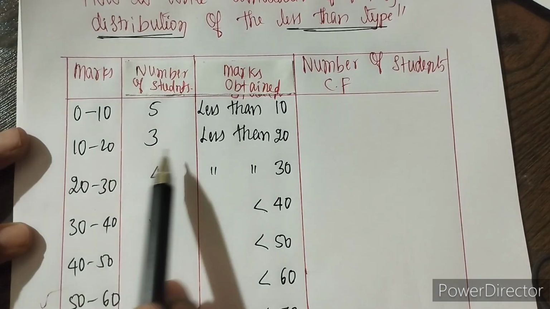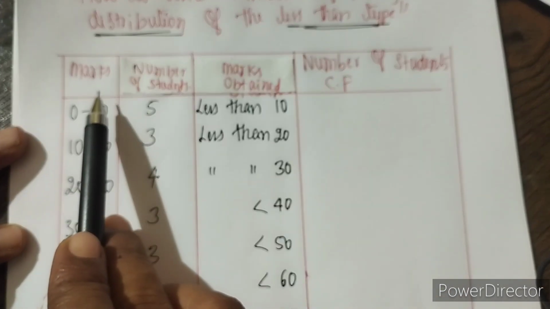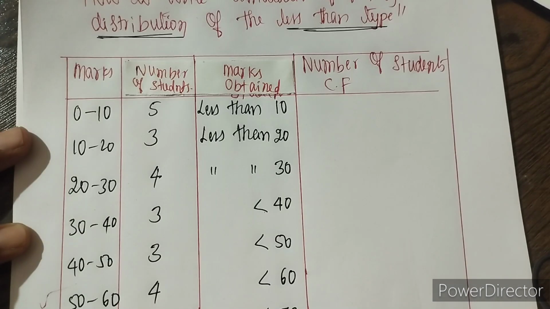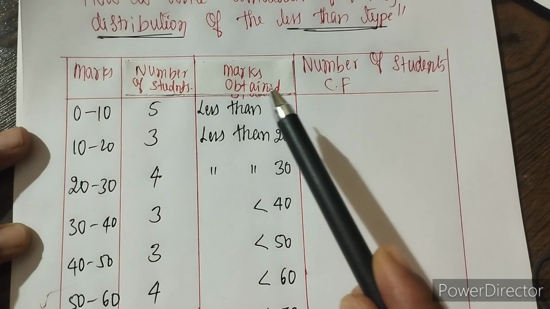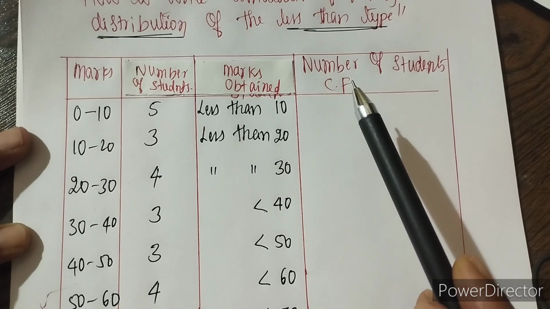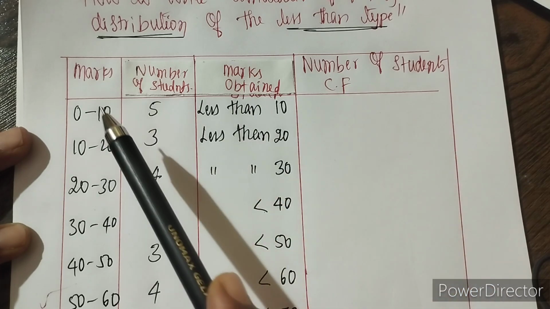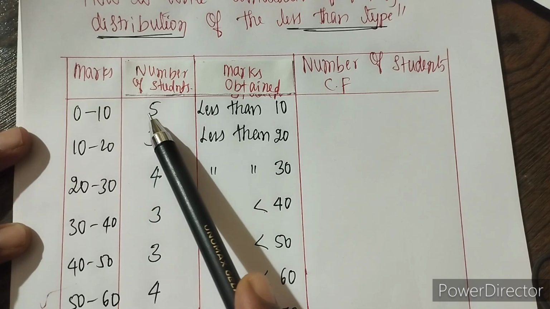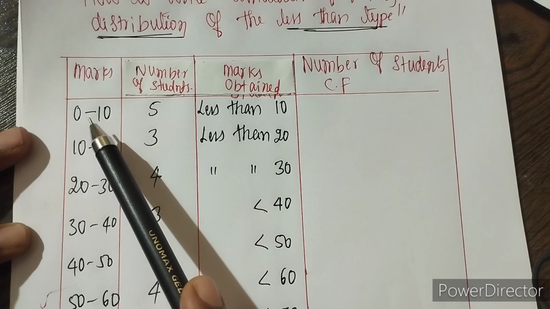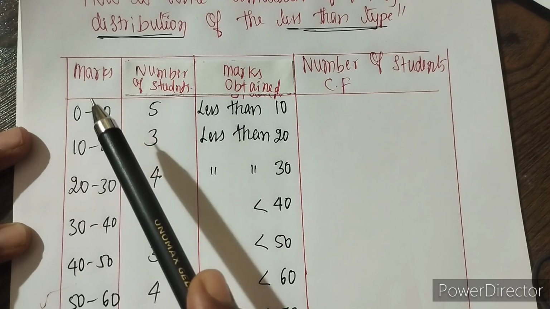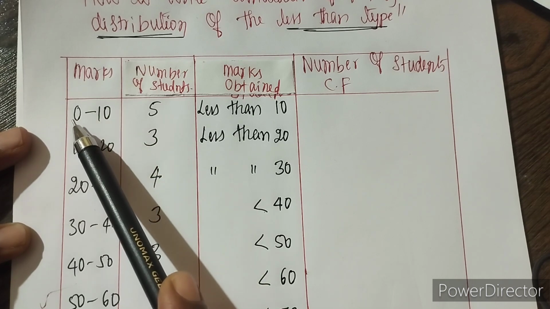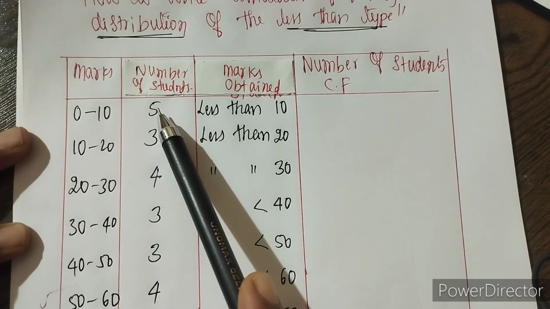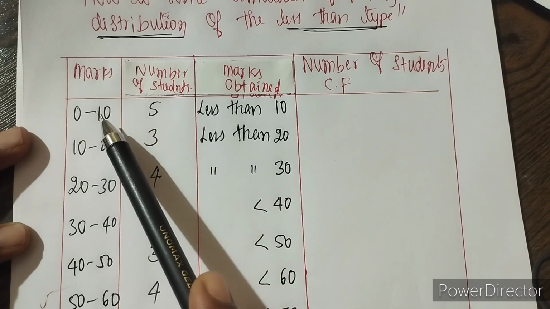Now I have drawn a table which contains 4 columns: marks, number of students, marks obtained, and number of students, that is, cumulative frequency. Here the data is given from marks 0 to 10. How many students obtained marks from 0 to 10? There are 5 students, they got marks between 0 and 10.